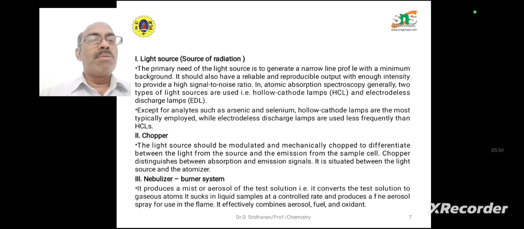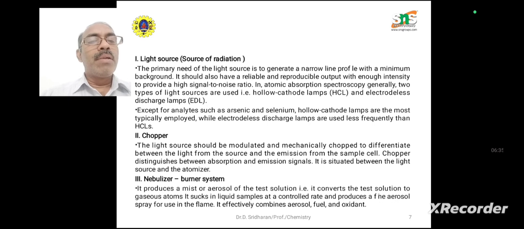The different components are used. We discussed the light source, chopper, and nebulizers. Here the light source commonly used is the hollow cathode lamp. The chopper is mechanically chopped to differentiate between the light from the source and the emission from the sample cell. The chopper distinguishes between absorption and emission signals. It is situated between the light source and the atomizer.